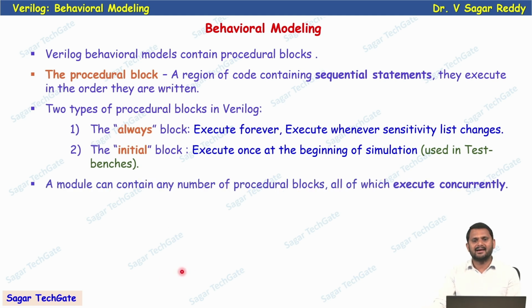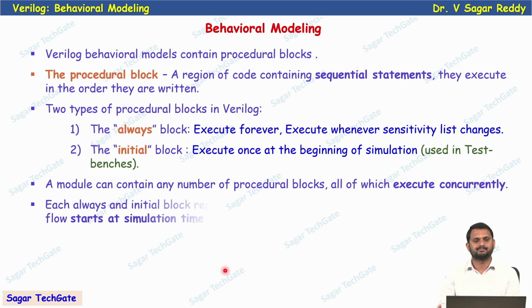A model can contain any number of procedural blocks, all of which execute concurrently. The model may contain n number of always blocks, and all of them will execute concurrently. The statements written in always and initial blocks are sequential. Those are the procedural statements, blocking and non-blocking statements. We'll discuss these statements in detail in the coming lectures. Here, the model may contain n number of always blocks, but all always blocks will execute concurrently.